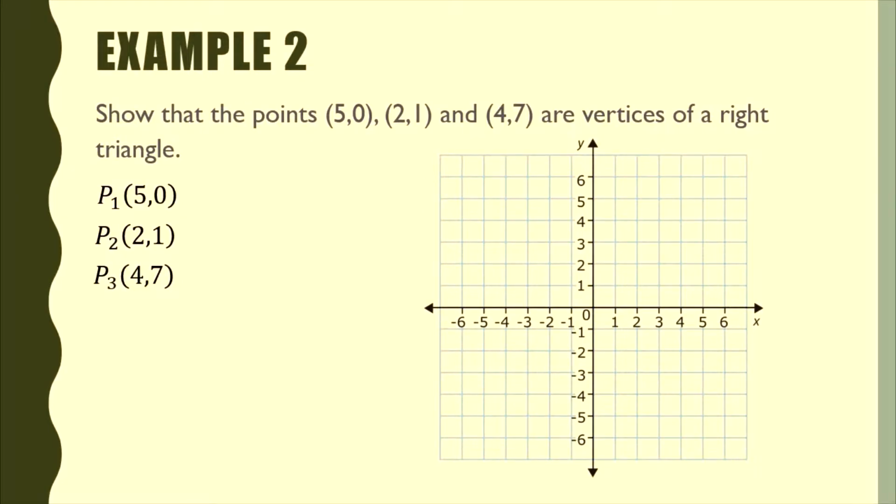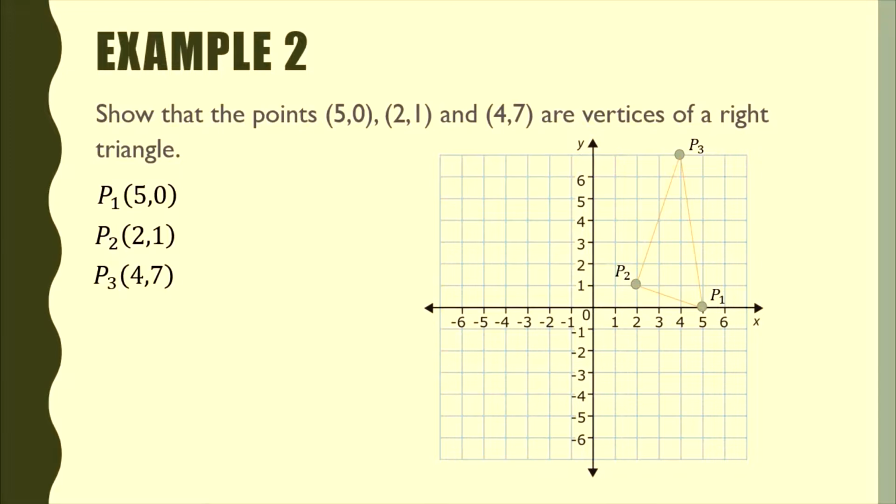So first, our p sub 1, which is 5, 0. Next is we have our second point, 2, 1. And lastly, our third point, which is 4, 7. Next is we are to draw the lines that connect these points. So we have a line from p sub 1 to p sub 2, p sub 2 to p sub 3, and p sub 1 to p sub 3.